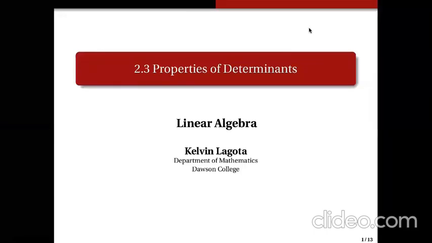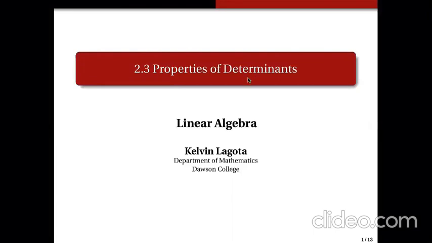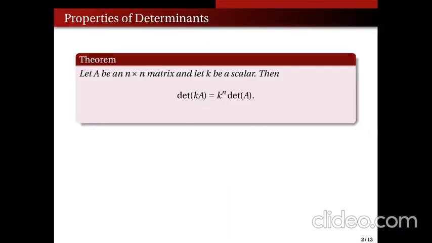So in the previous lecture, we defined what we call determinants, and we tried to find ways to determine determinants of n by n matrices. So for this lecture, we will give some properties of determinants. So first, we have the following.